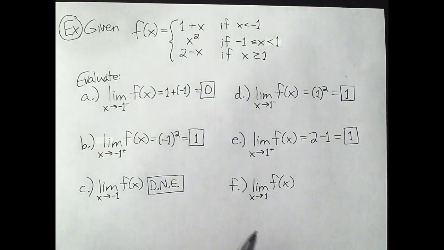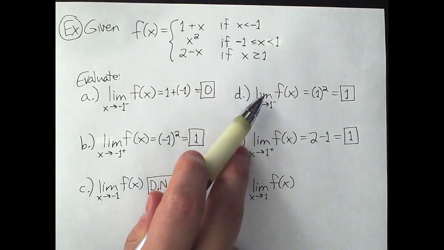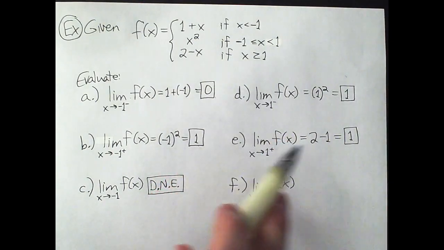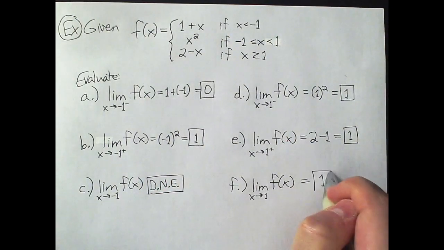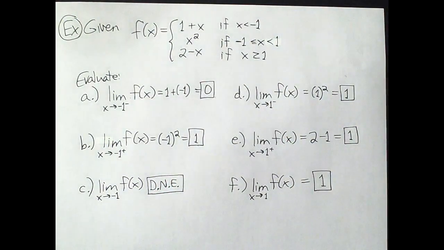Hey, look at this. Part F is asking us for the limit as x goes to 1. We already did the left-hand limit and found 1. We did the right-hand limit and found 1. Therefore, by the theorem, this answer is 1. So when you approach from the left, that's what you get. And when you approach from the right, that's what you get.